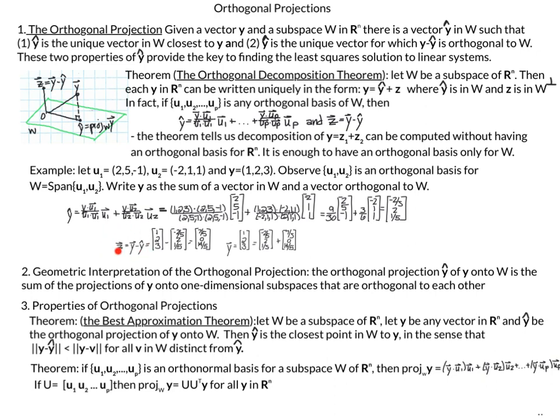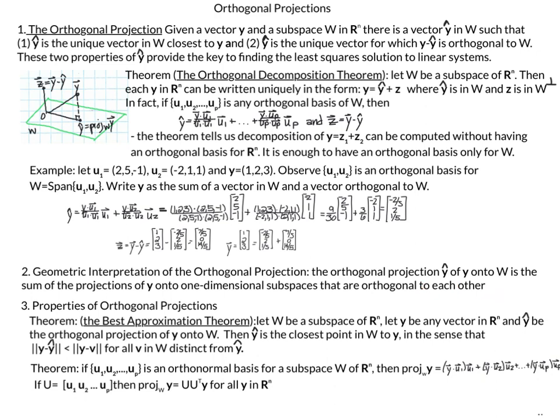And then that makes z equal y minus y hat. So z is equal to (1, 2, 3) minus our y hat that we had calculated. And then we can decompose y into our vector y hat in W and z in W perp. We will then give a geometric interpretation of this orthogonal projection, which essentially says the orthogonal projection of y onto W is the sum of projections of y onto one-dimensional subspaces that are orthogonal to each other.